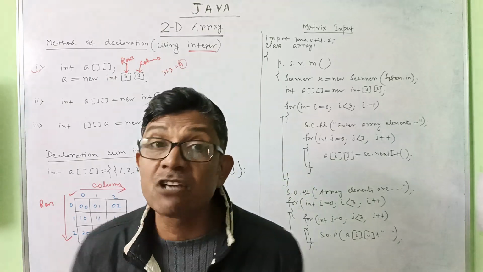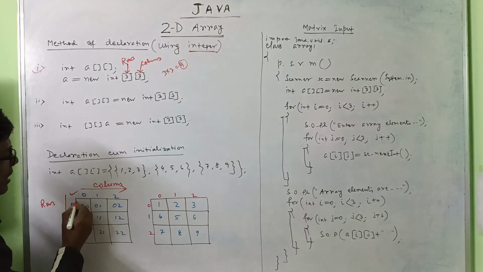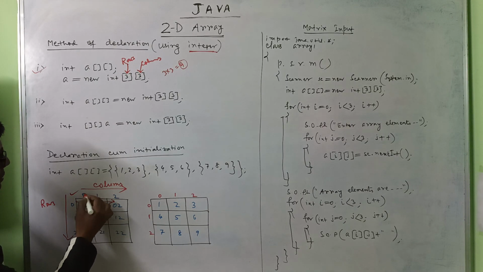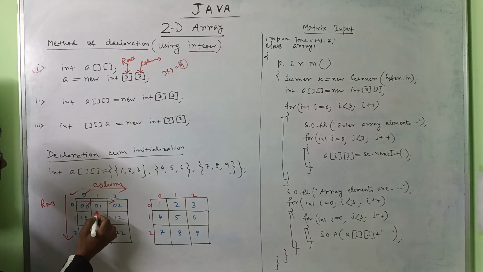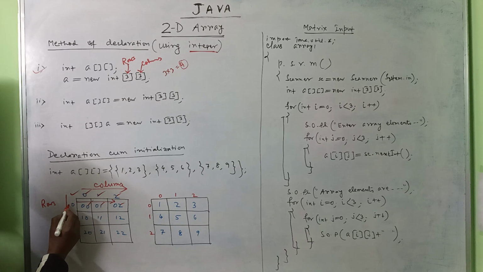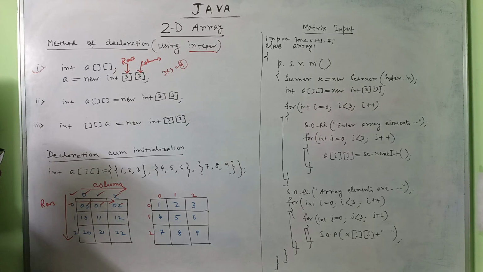Like that, as you have seen on graph sheet, we are going left to right. So which one is increasing? Column is increasing. You see this is the first column, this is the second column, this is the third column. The row is constant: 0 constant, 0 constant, 0 constant, in this way.